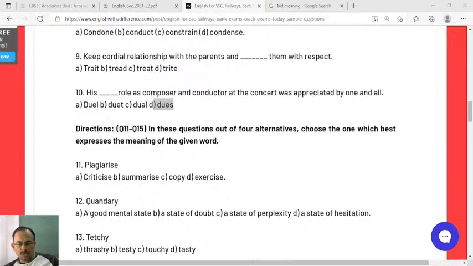Please tell me the answer of the last one, number 10. His dual role or duel role. Okay, which one do you think is the correct answer? Tell me, I have given you a 50-50 option. So you have to tell me now which one is correct. Is it DUEL or DUAL?